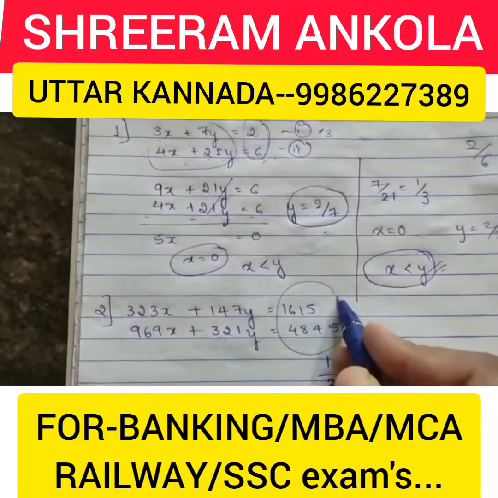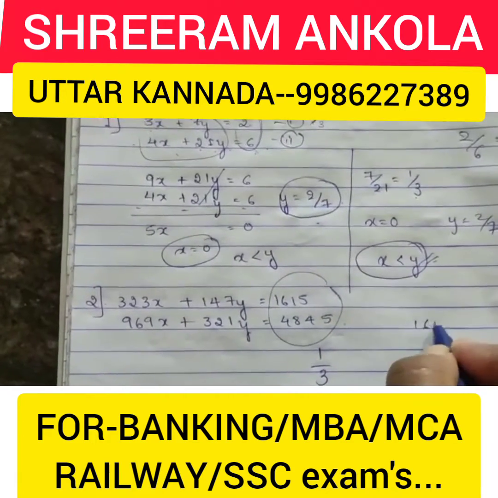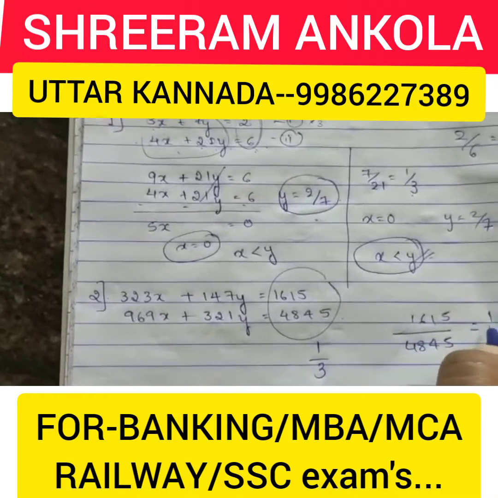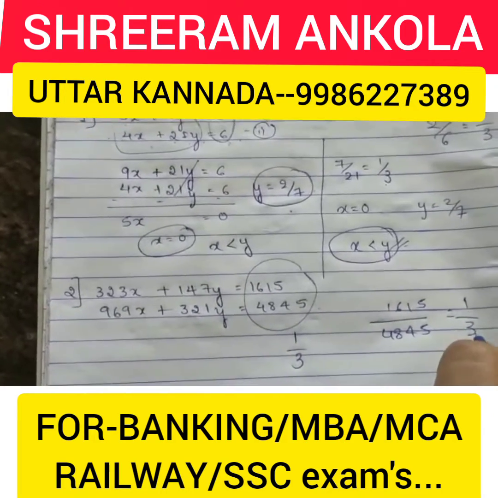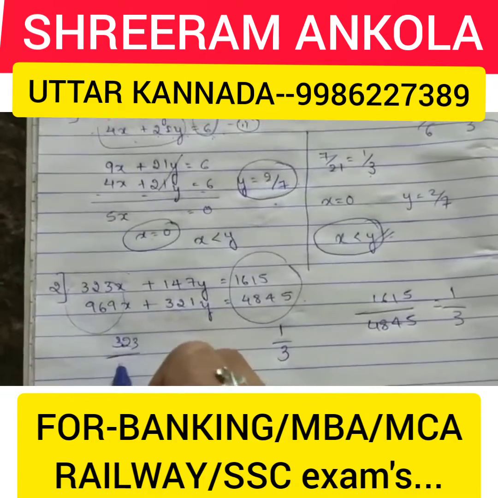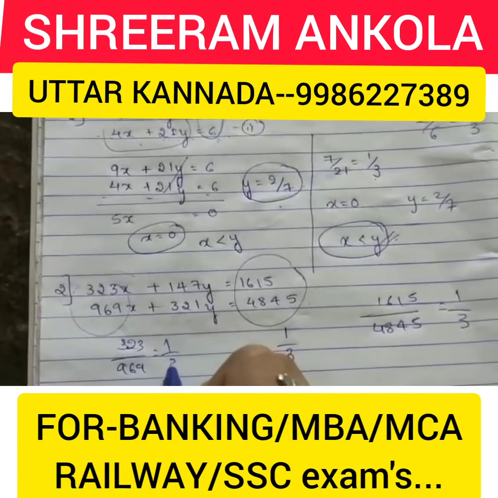The constant term we are getting is 1615 divided by 4845, which is equal to 1 by 3. Similarly, in the x terms, 323 divided by 969 is also equal to 1 by 3.